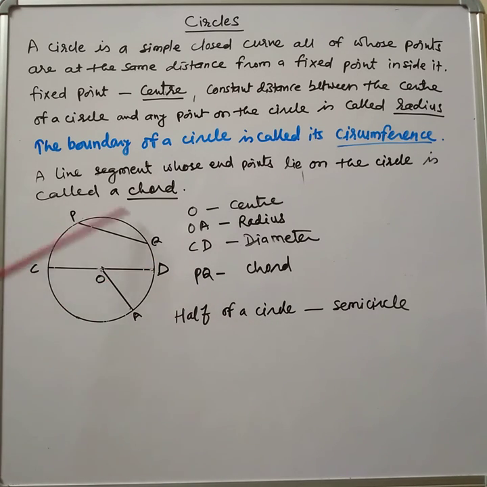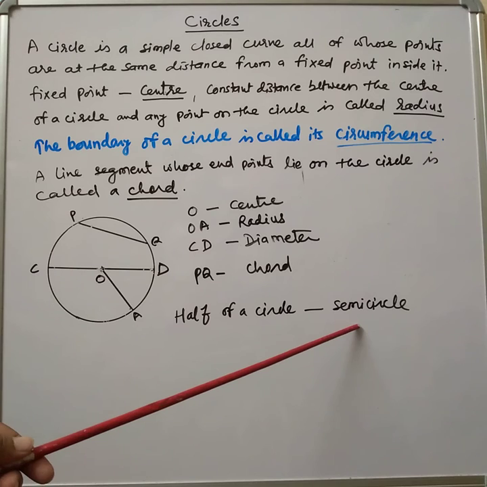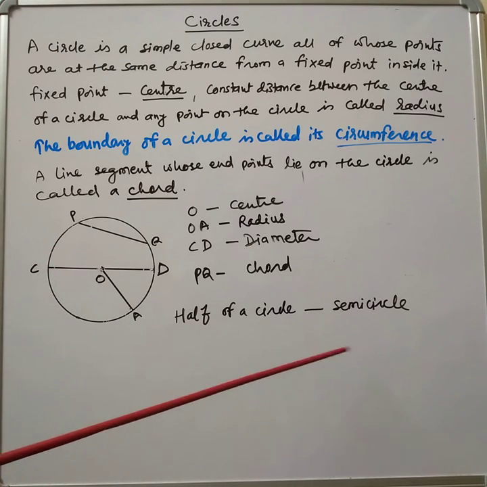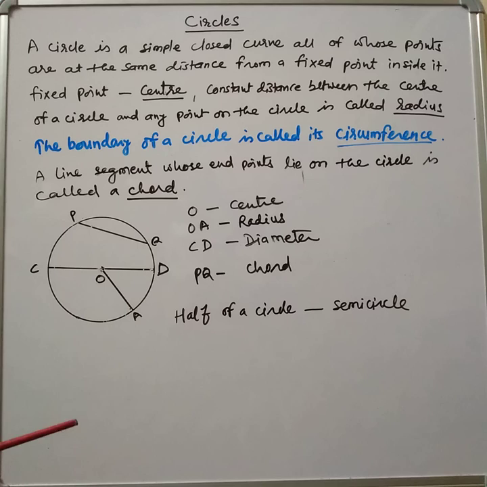Now half of the circle is called a semicircle. So one circle can be divided into two semicircles. So half of the circle is called a semicircle. These are the basic terms which are used in a circle.